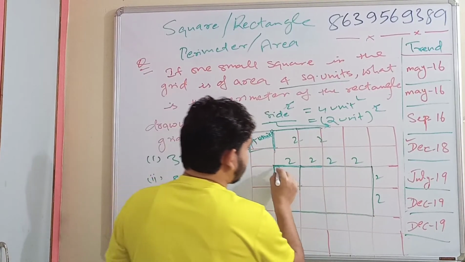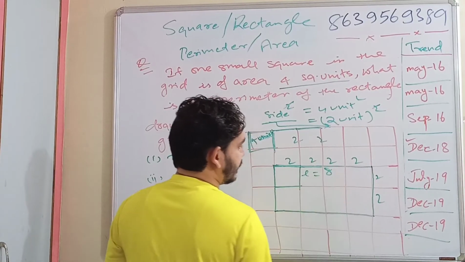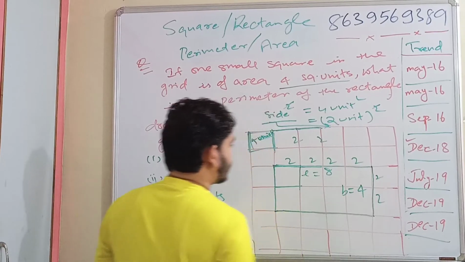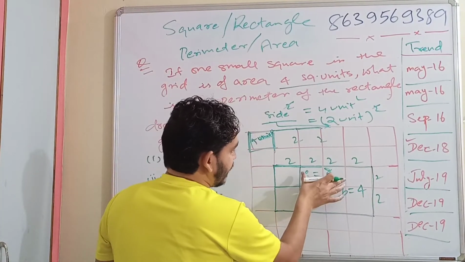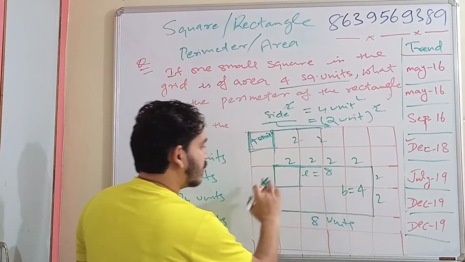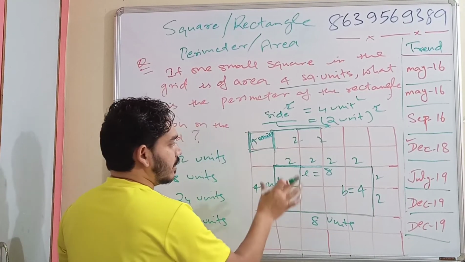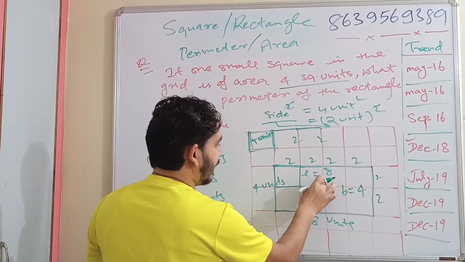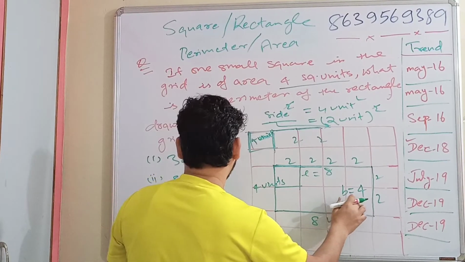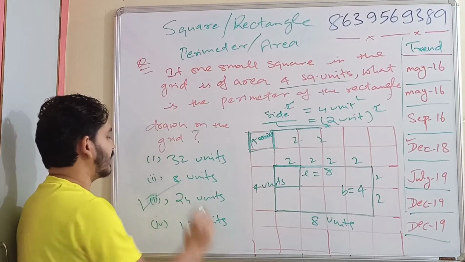Now if I take this as the length, it is nothing but 2 plus 2 plus 2 plus 2, 4 times 2, which is 8. If I take the breadth, it is 2 plus 2, 4 units. The same length will be there down also, 8 units, and the same breadth on this side also, 4 units. Fine. It is asking the perimeter, the length of the boundary: 8 plus 4, 12, 12 plus 8, 20, 20 plus 4, 24. So the perimeter of the rectangle is 24 units.